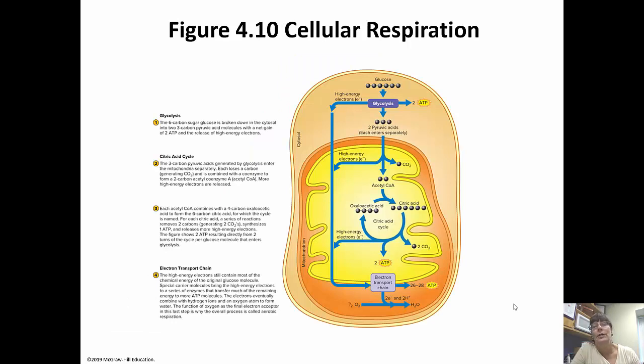Glycolysis, this is showing you, starts in the cytoplasm, and then the products of glycolysis will enter the mitochondria as long as oxygen is present. Because remember, glycolysis is anaerobic, so it doesn't require oxygen. If oxygen is present, then we will move on to the citric acid cycle.